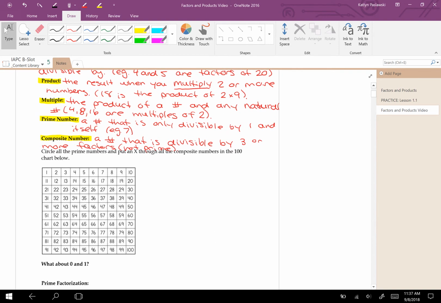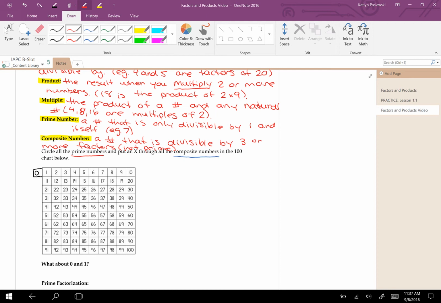Now we have a chart here. I want you to add 0 onto this 1 to 100 chart, and we're going to look at the prime numbers by circling them, and I'm going to put red underneath that because that's the color I'm going to use for it, and put an X through all the composite numbers from 1 in the hundreds chart below. So when looking at prime numbers, that's what we're going to start with.